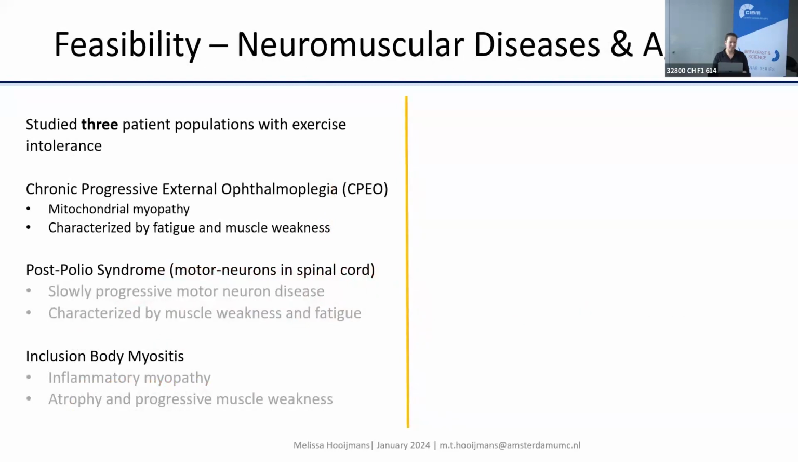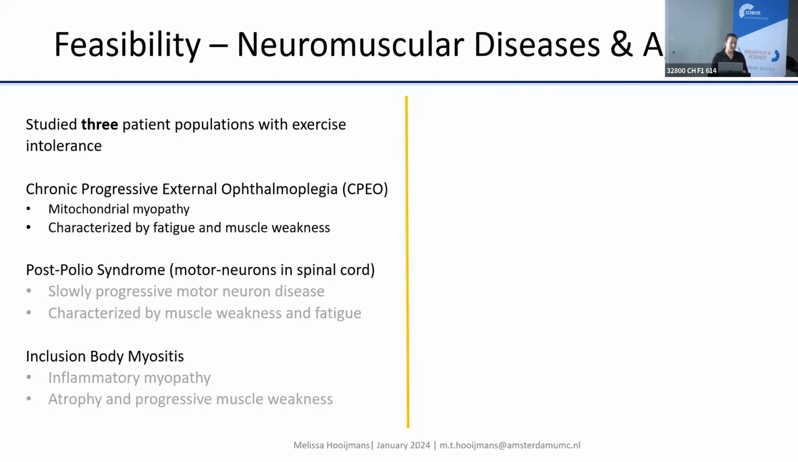And so after development of the platform, we also were interested whether it would also be feasible in patients with neuromuscular diseases or in an aging population. So we set up a study where we investigated 3 different patient populations, all with exercise intolerance, but all with different origins. So the data I'm going to show you very briefly is of a mitochondrial myopathy, so a disease where we know that the mitochondria are affected and limiting their exercise capacity.